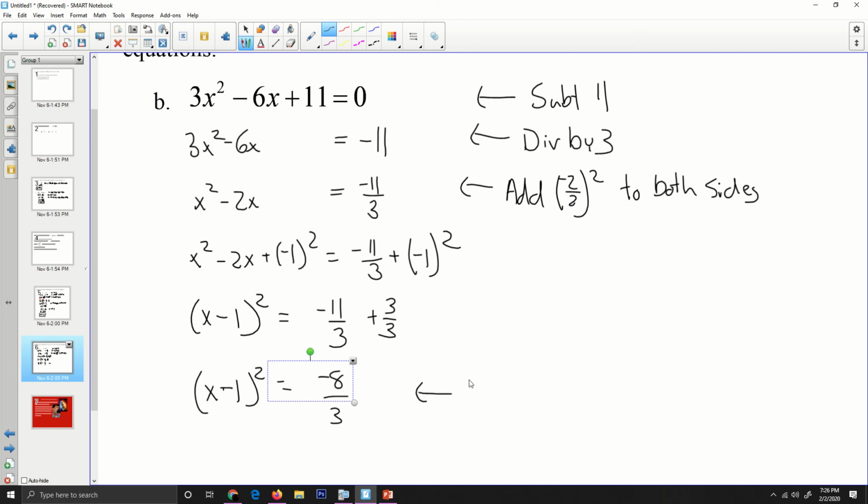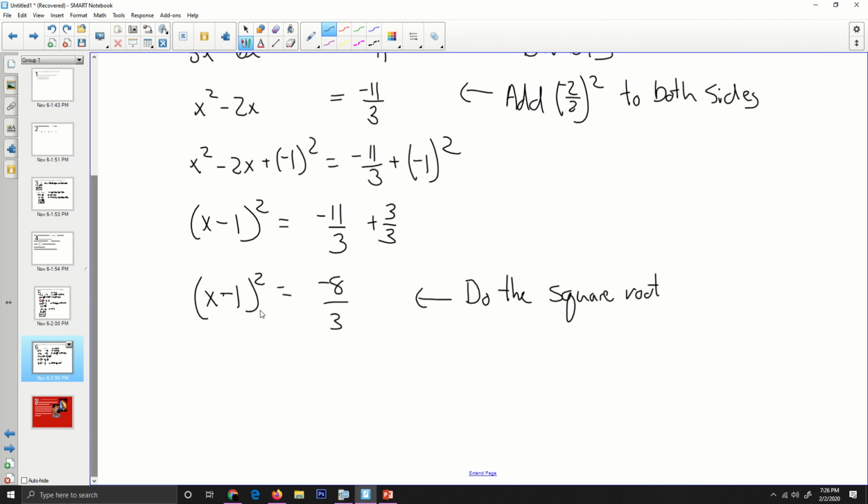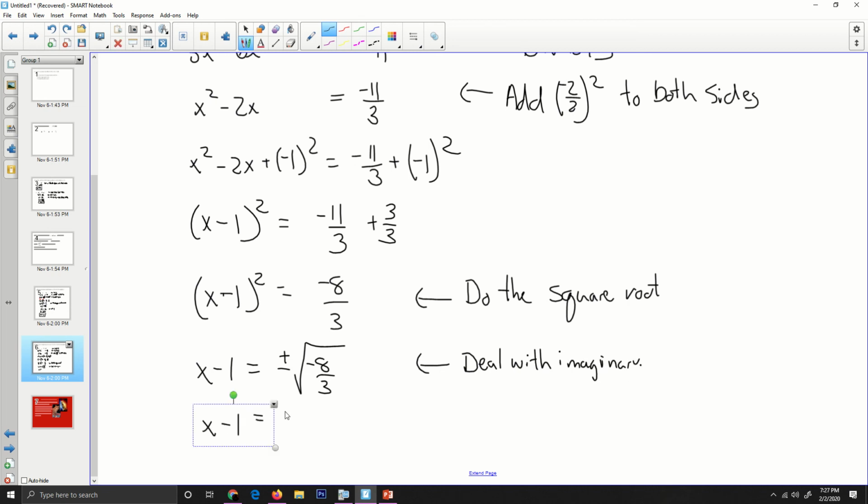So here we're going to do the square root. All right, so when I do the square root, I'm going to have x minus 1, but I'm going to have plus or minus the square root of negative 8 over 3. So first we're going to deal with the imaginary because we have a negative under there. And so I have my 1, and then we'll go plus or minus i, and then the square root of 8 over the square root of 3.